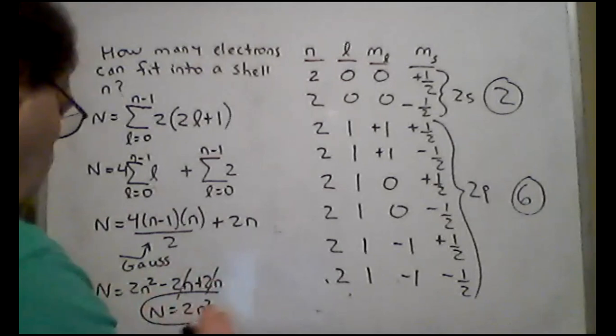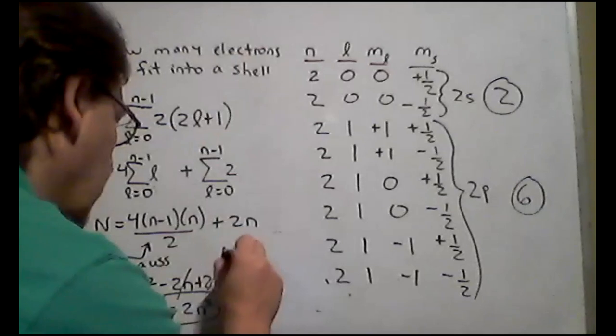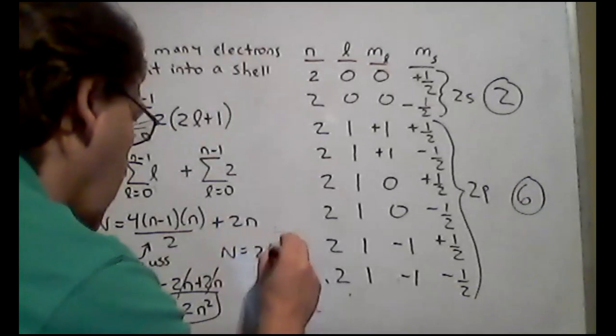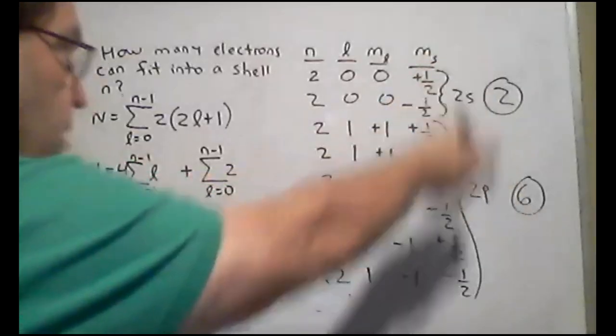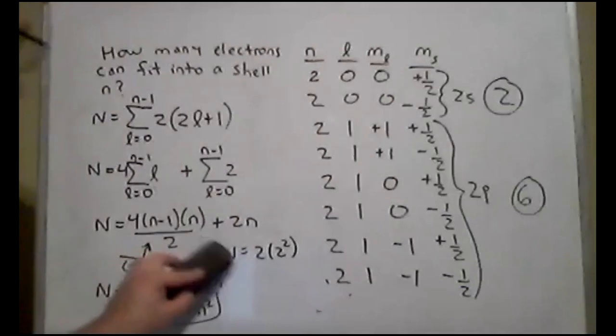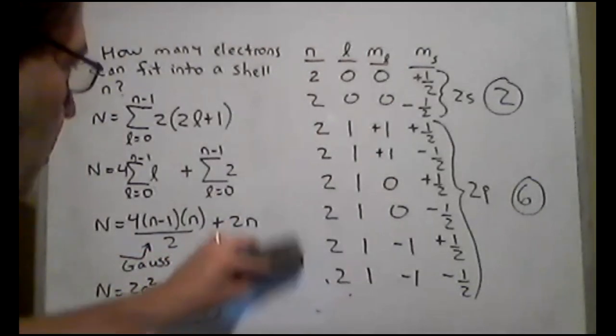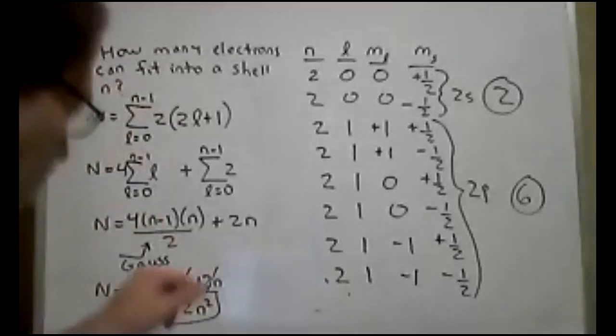That is how many electrons will fit into a shell n. Does that work here? Let's see. What did I say this was? I said this was n equals 2, right? So n in this case is 2 times 2 squared. 2 times 4 is 8. 6 plus 2 is 8. Yes. So for a shell n, the total number of electrons that fit into a shell n is 2n squared.